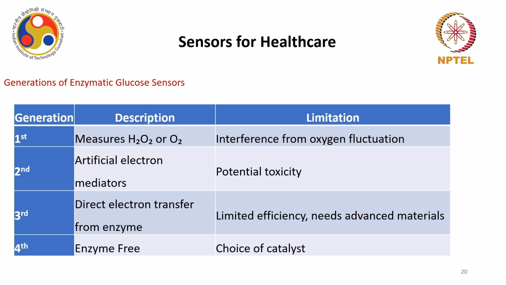However, each of these generation devices has their own limitations, similar to the features that they possess and that we have just discussed. The first generation have of course the interferences from oxygen fluctuation. The second generation have potential toxicity, and the third generation devices have limited efficiency and need advanced materials which are coated on the working electrode for immobilization of the enzymes, and fourth generation devices are mostly suffering from the choice of the catalyst for the non-enzymatic oxidation of glucose.